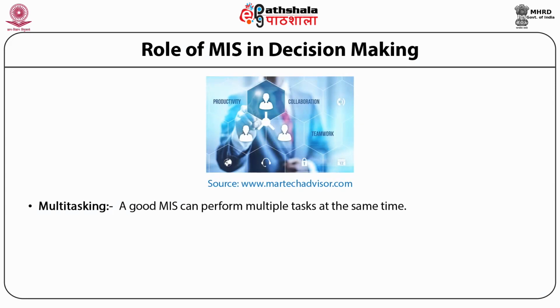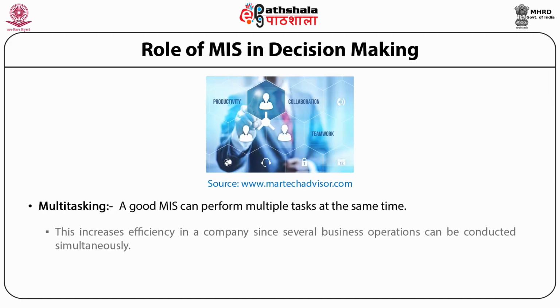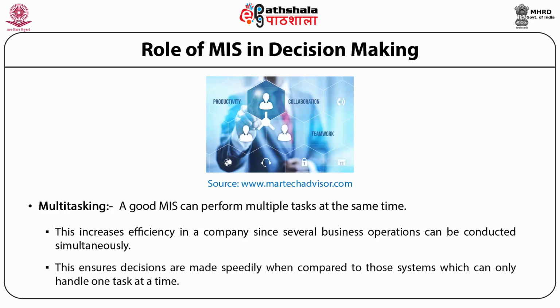Multitasking. A good management information system can perform multiple tasks at the same time. This increases efficiency in a company since several business operations can be conducted simultaneously. This ensures decisions are made speedily when compared to those systems which can only handle one task at a time.